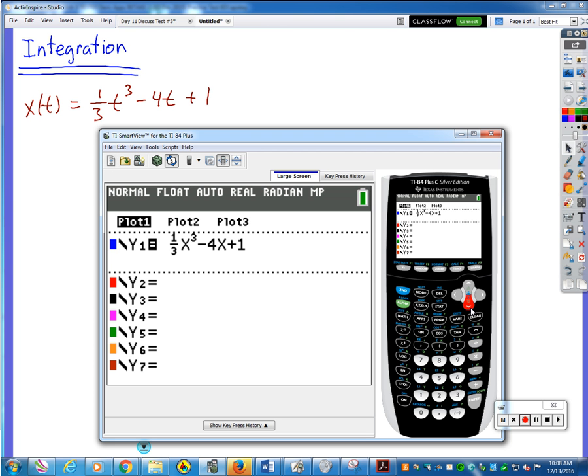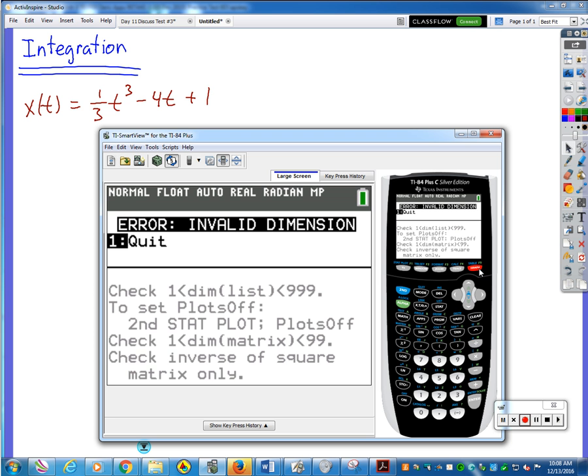Okay, now press graph and watch what happens. Error. Invalid dimension. How many got the error message? Show me your hands. Who got the error message? Okay.